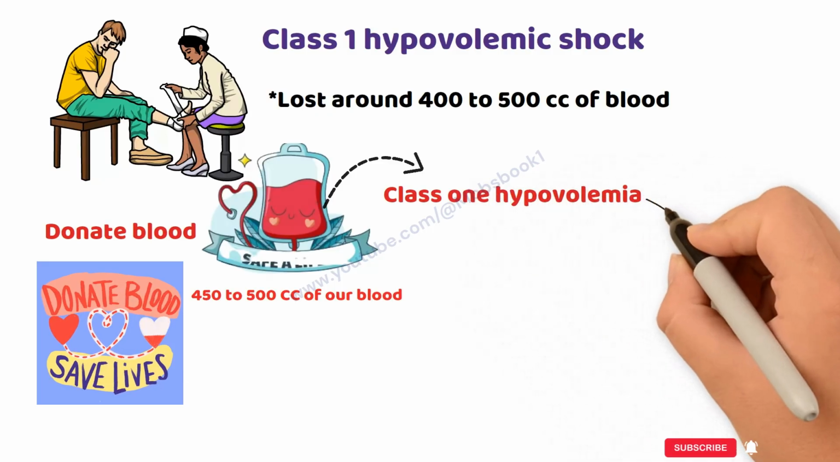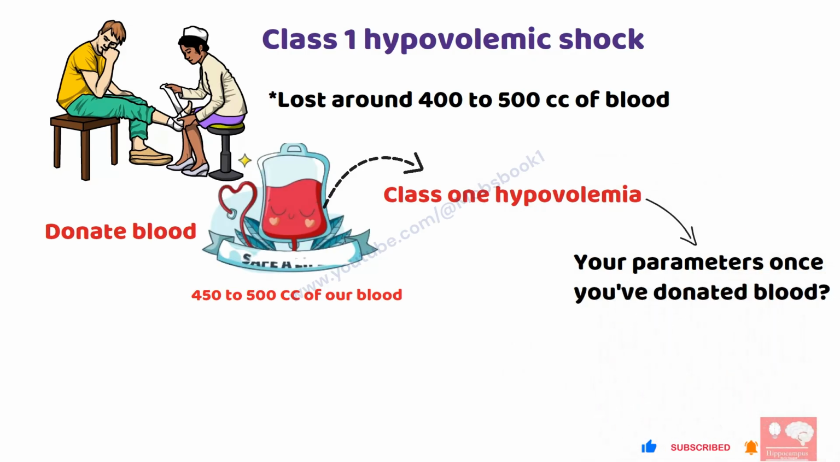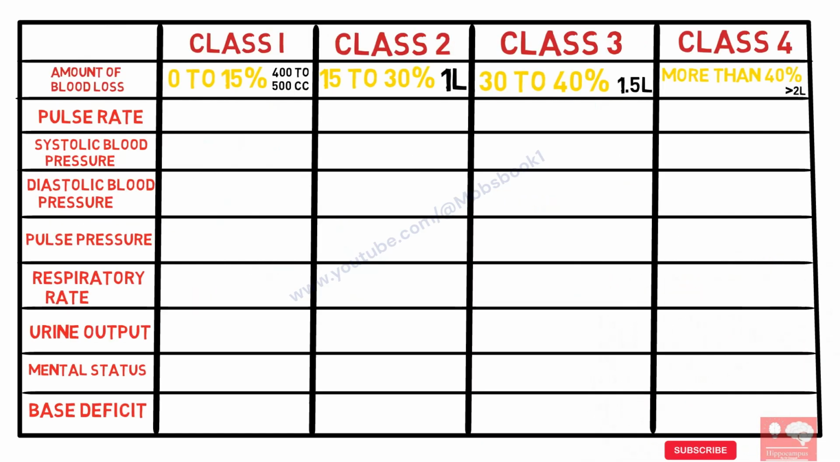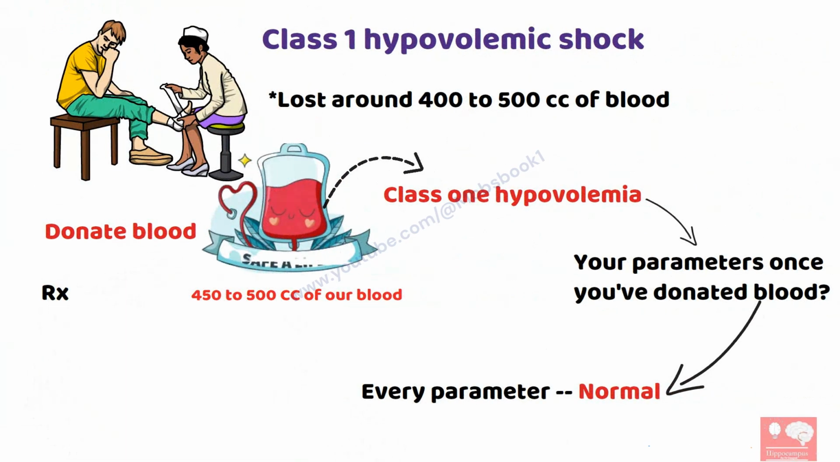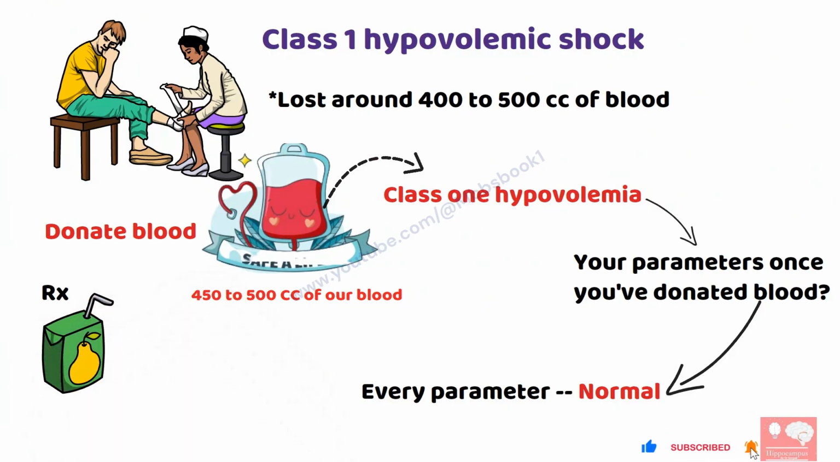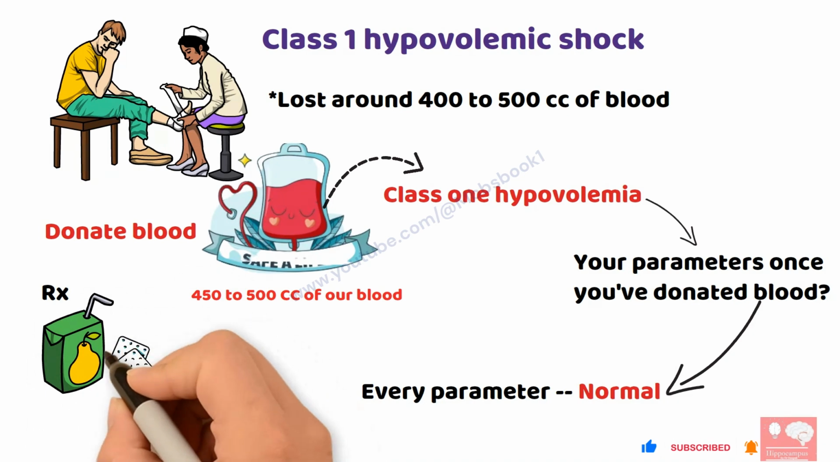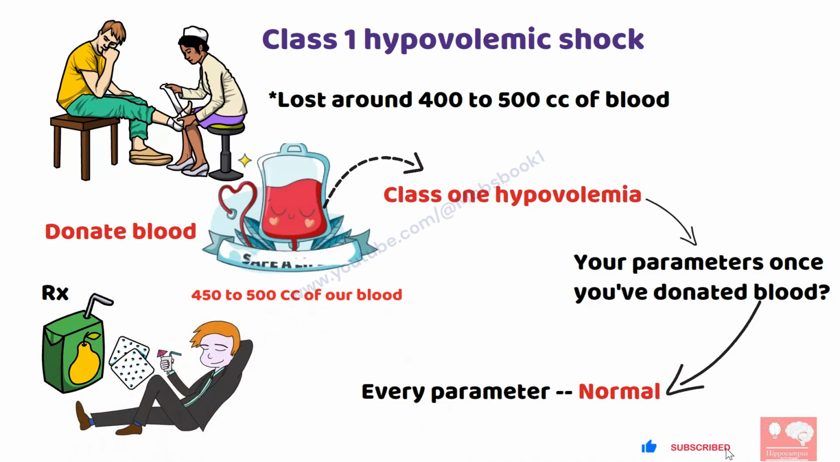And those who have donated blood, what happens to your parameters once you have donated blood? Every parameter remains normal, right? Nothing changes. Now, as we have donated blood, what do they give us after blood donation? We get a fruity and a packet of biscuits. So the management of class 1 hypovolemia is oral liquids. That is all you require.